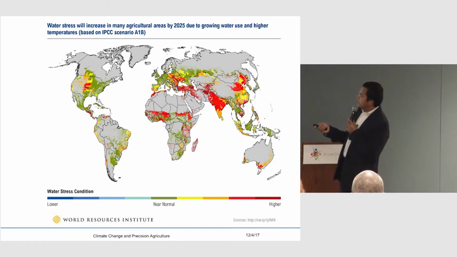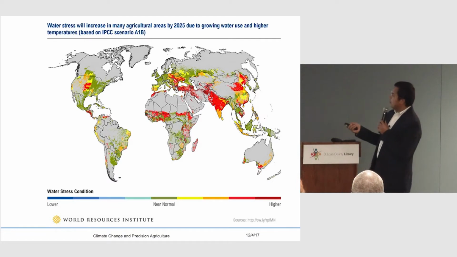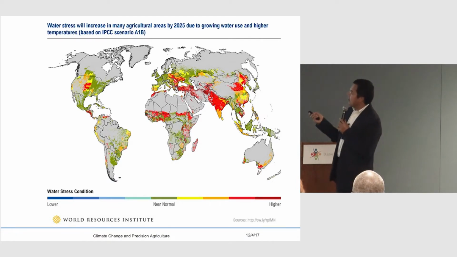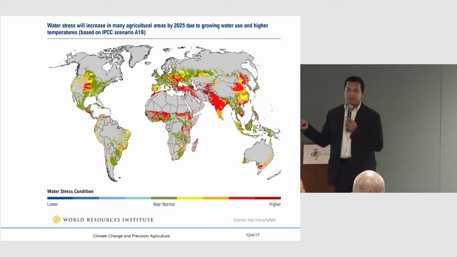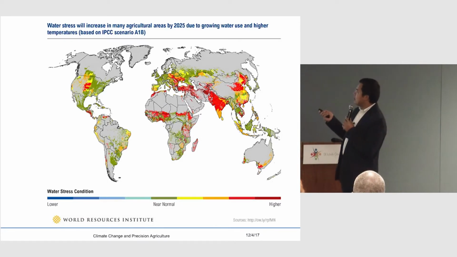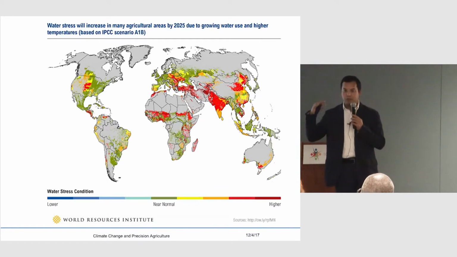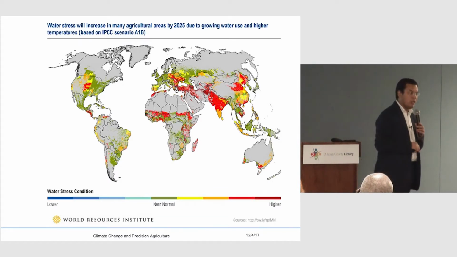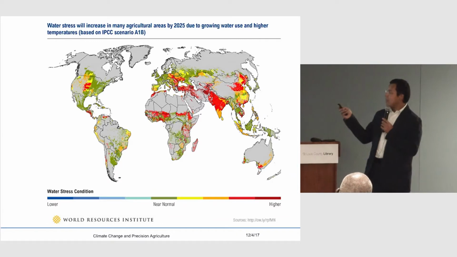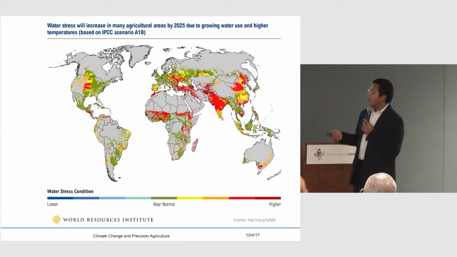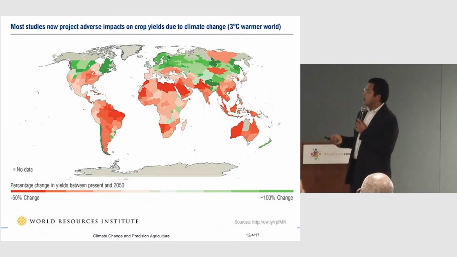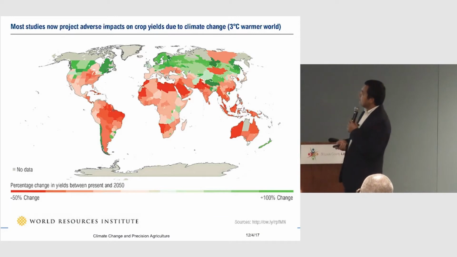And then also, most of those areas, India, East China, just like the US Great Plains and Midwest, are areas of huge agricultural production. So all of those areas will be under water stress, affecting agriculture and food production.